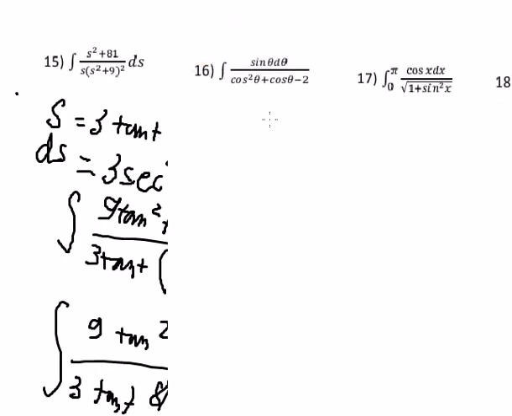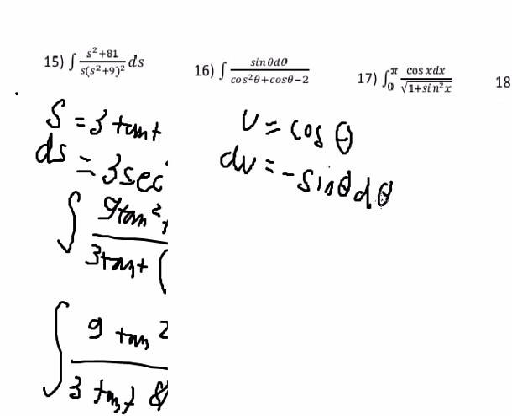Number 16, we put about u equal to sine theta. Oh, sorry, wrong. Cosine theta. So you got about du equal to negative sine theta d theta. Because we don't have the negative, we put negative in here. So you got about negative du over u square plus u minus 2.